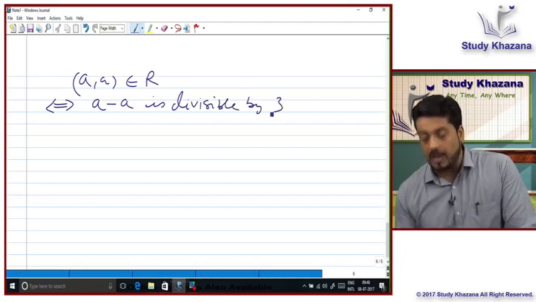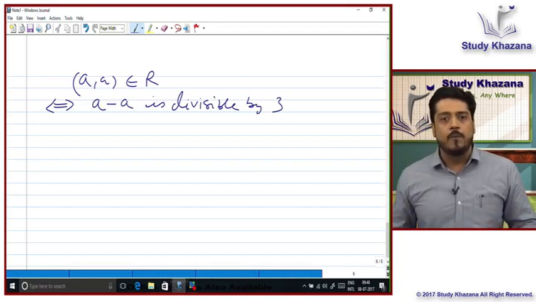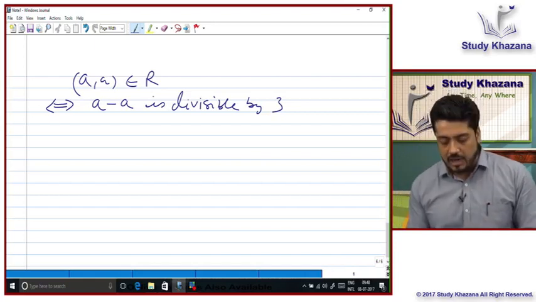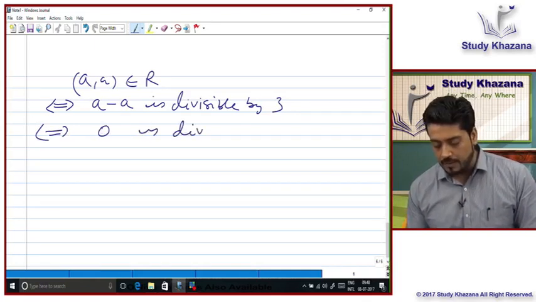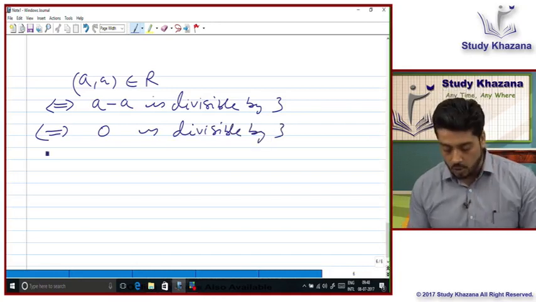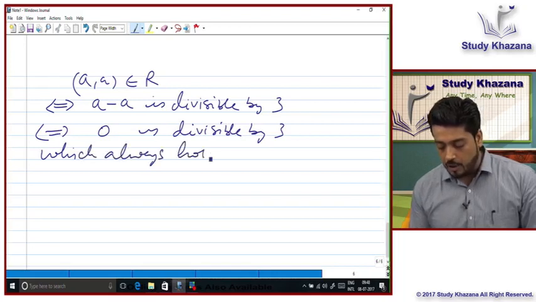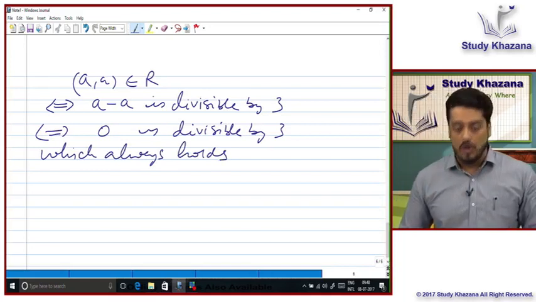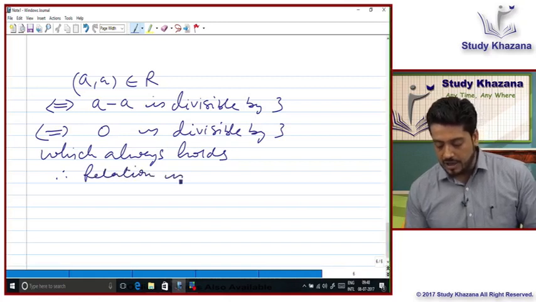If you see the relation, when does any element (x, y) come in R? When their difference is divisible by 3. Similarly, when will (a, a) come in R? When the difference is divisible by 3. And in integers, what is the difference of a with a? It is 0. When 0 is divisible by 3, this always holds. Why? Because you know that 0 is divisible by any finite quantity. The resultant is always going to be 0. Therefore, yes, the relation is reflexive.